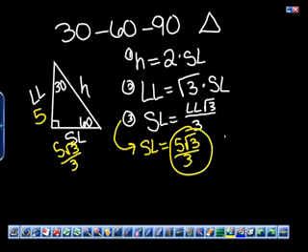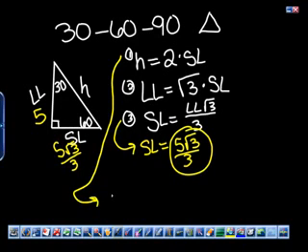Okay, now we need to figure out the hypotenuse. The only equation we can use is the first one. So hypotenuse equals 2 times the short leg. What is the short leg? 5 square root of 3 over 3 is the short leg.